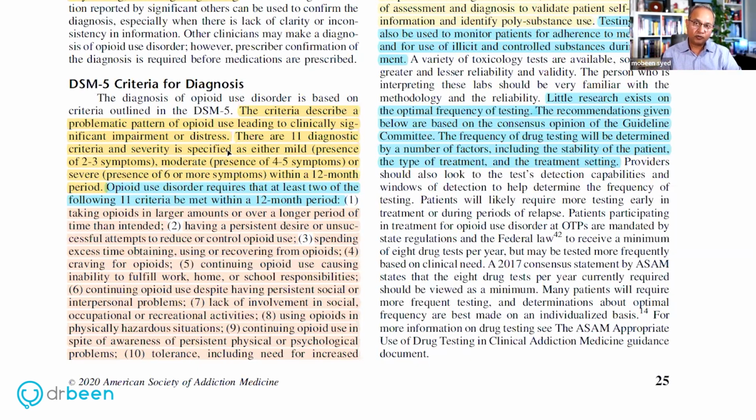And here is how you look at it to diagnose addiction or disorder. We'll go into details later on, but this is the part I wanted to connect together here just for a clinical perspective. The criteria describe a problematic pattern of opioid use leading to clinically significant impairment or distress. There are 11 diagnostic criteria, and severity is specified as either mild, presence of 2 to 3 symptoms out of 11, moderate, presence of 4 to 5 symptoms out of 11, or severe, presence of 6 or more symptoms out of 11 within a 12 months period.